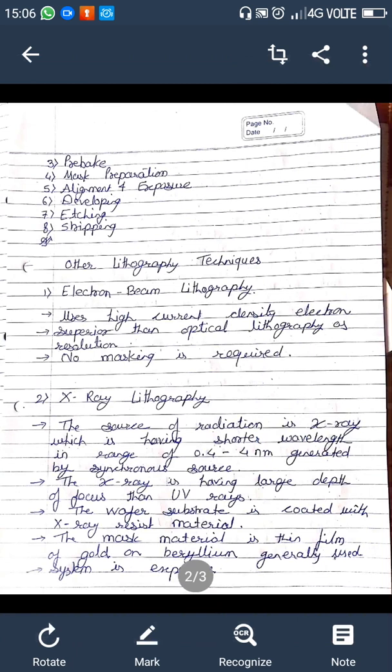1 nanometer, I have already explained in the last lecture, is 10 to the power minus 9 meters. A photoresist is applied to protect the surface of the metal from the action of etching reagent. Heat and pressure are used to ensure good adhesion to the metal surface.